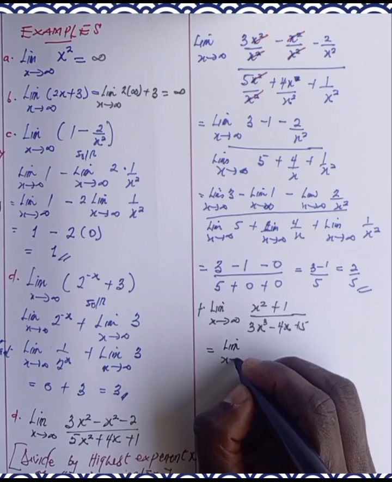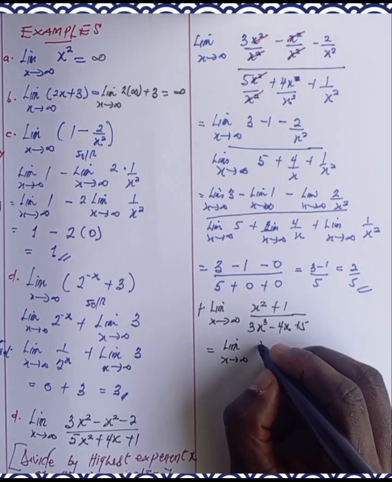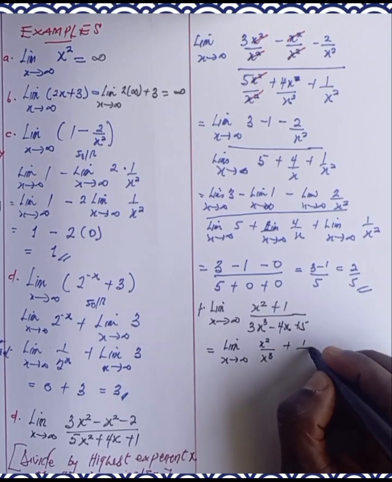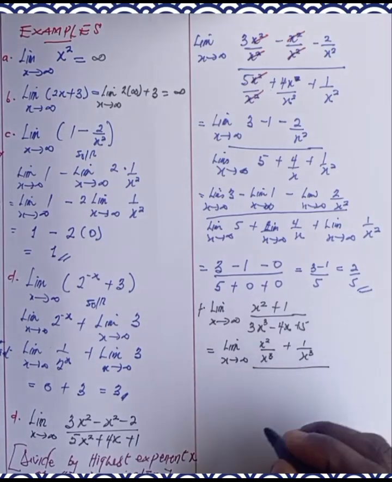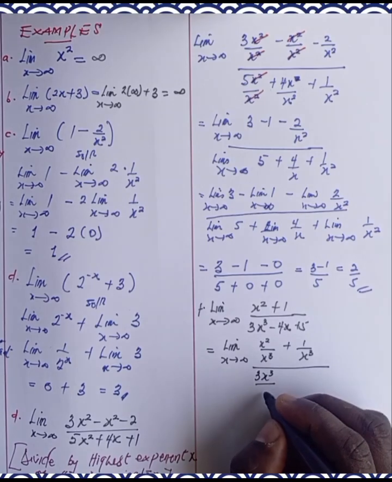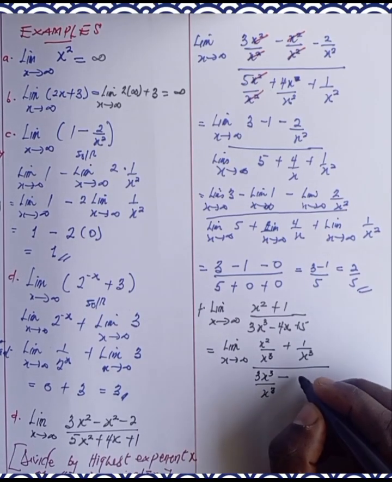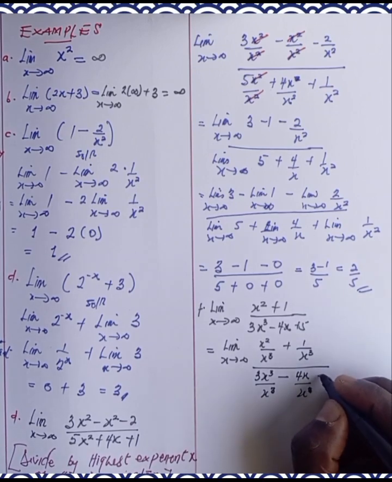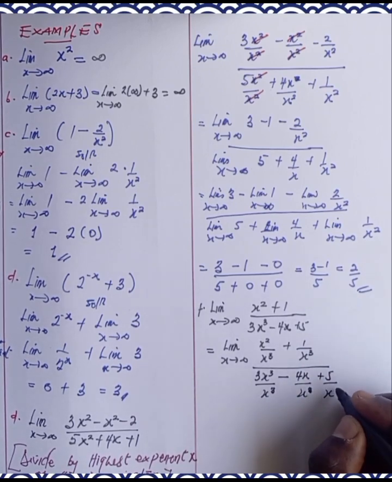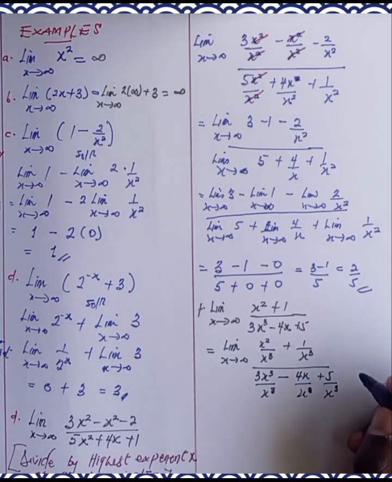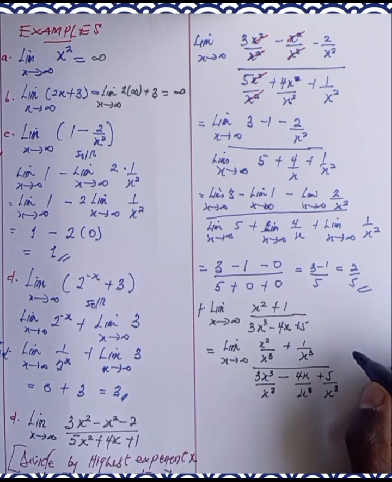So we are going to get the limit as s approaches infinity of s squared all over s cubed plus 1 over s cubed, all over 3s cubed all over s cubed minus 4s all over s cubed plus 5 all over s cubed. Now let's see if we can cancel.